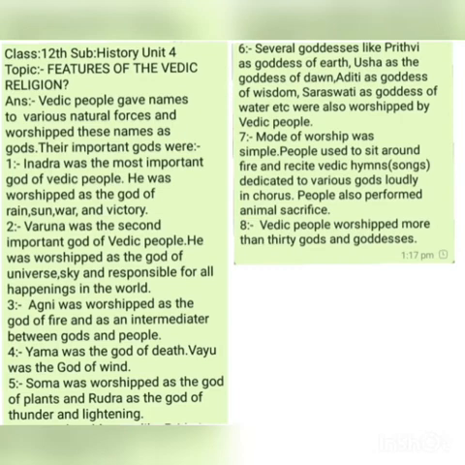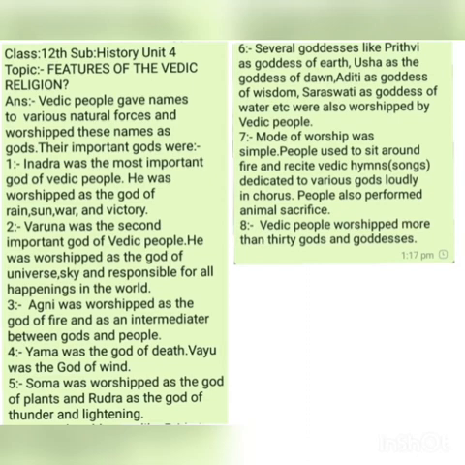Number 5 was Yama. Yama was the god of death, and Vayu was the god of wind. Number 6, several goddesses like Prithvi as the goddess of earth, Usha as the goddess of dawn, and Saraswati as the goddess of waters were also worshipped by the people in the Vedic civilization. Number 7, in total it is believed that Vedic people worshipped more than 30 gods.